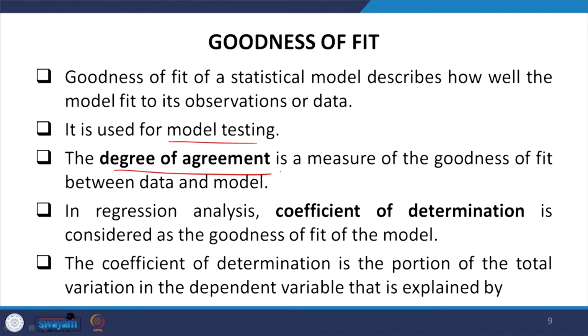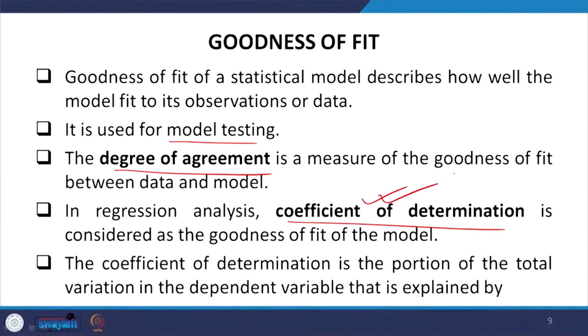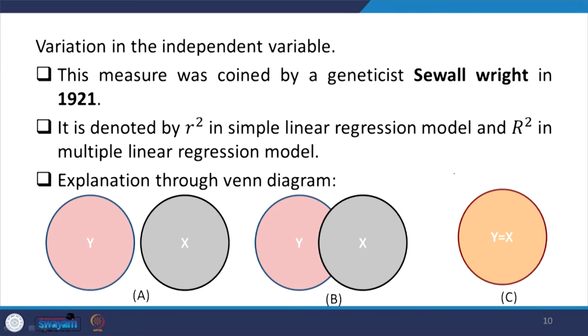In regression analysis, the coefficient of determination is considered as the goodness of fit of the model. We are going to discuss the coefficient of determination. When you study standard deviation and variance in statistics, some books and papers also explain the coefficient of determination. The coefficient of determination is the portion of the total variation in the dependent variable that is explained by variation in the independent variable. This measure was originally coined by a geneticist, Sewell Wright, in 1921.